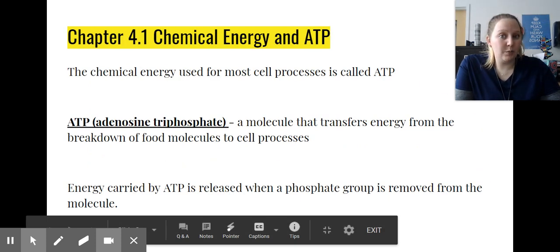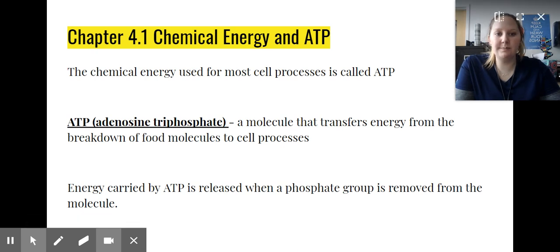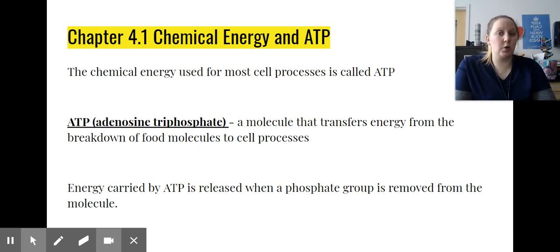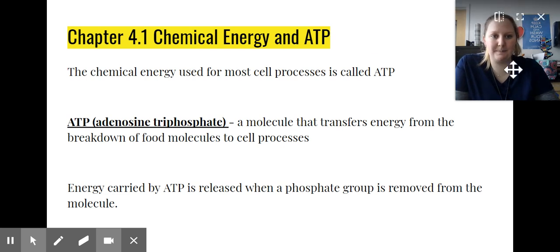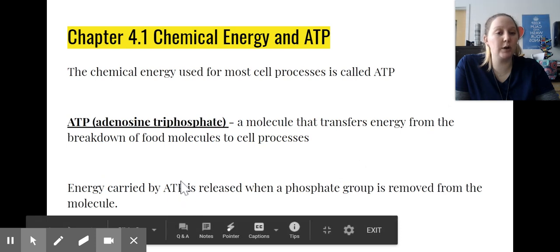So our vocab word for 4.1 is adenosine triphosphate, or ATP. Chemical energy gets stored in a molecule called ATP. This molecule transfers energy from the breakdown of food molecules to cell processes. Energy that is carried by ATP does get released when that last phosphate is broken off the end of an ATP molecule.